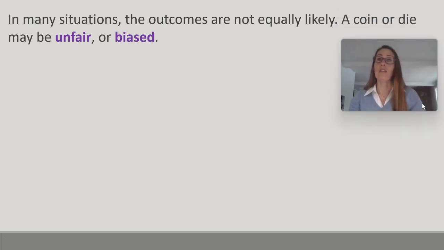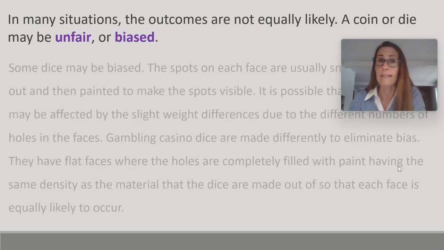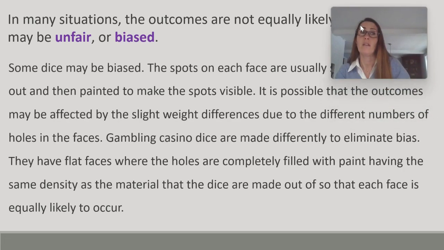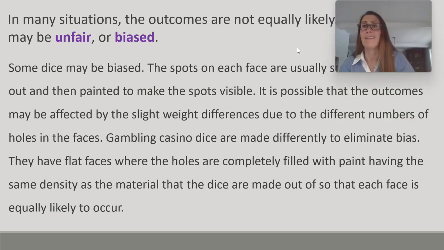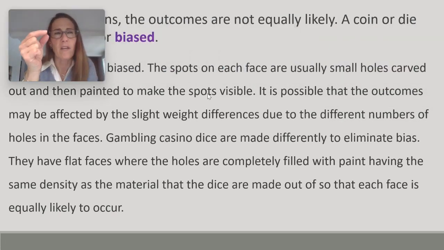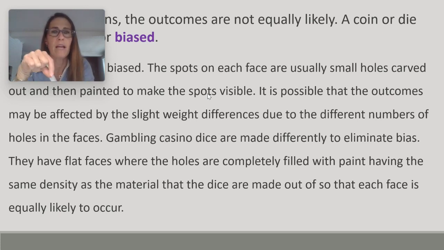So in many situations, the outcomes are not equally likely. A coin or die may be unfair or biased. If you have a biased, unfair die, the spots on each face of the die are usually little small holes carved out and then painted to make them easy to see. So sometimes it's possible that the outcomes are affected by the slight weight differences between 1 hole being carved out or 6 holes being carved out.